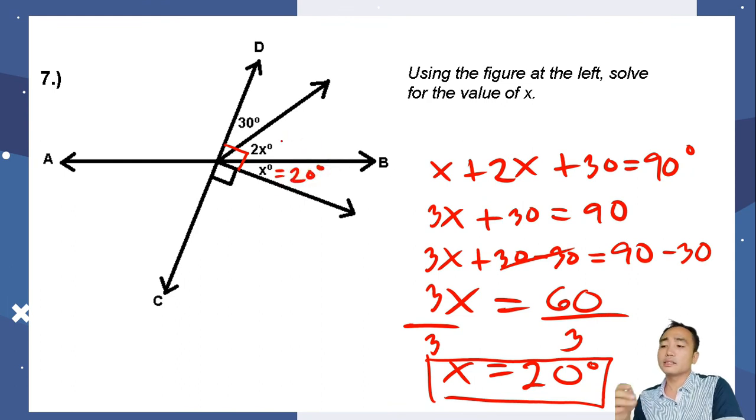Okay, so just substitute the value of x to get the exact measurement of the angle. So 2 times 20 is equal to 40 degrees. Okay, so if you are going to find the sum of these three angles, 30 plus 40 plus 20 is equal to 90 degrees. Okay?